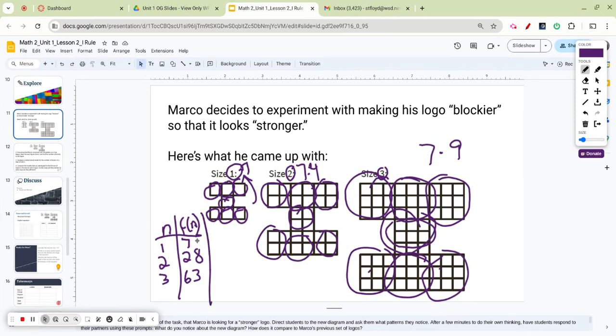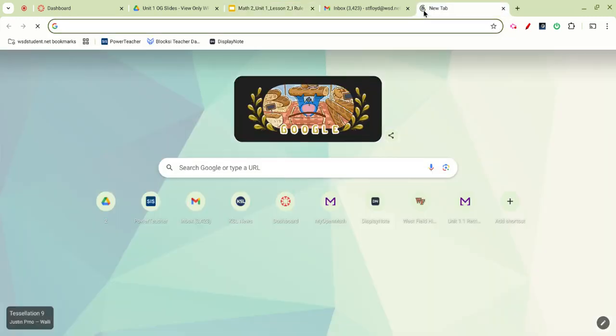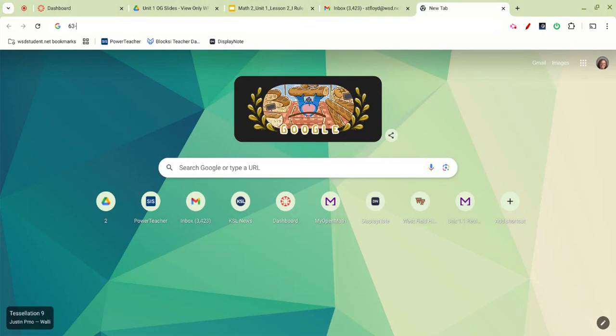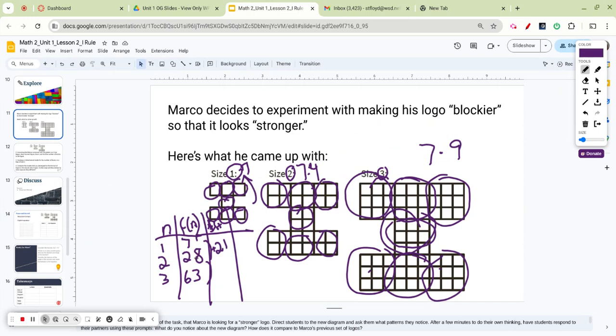Okay, so if we look at the first difference, to go from 7 to 28, you have to increase by 21. And to go from 28 to 63, let's do that really fast. 63 minus 28 is 35. Okay, so this one is plus 35.